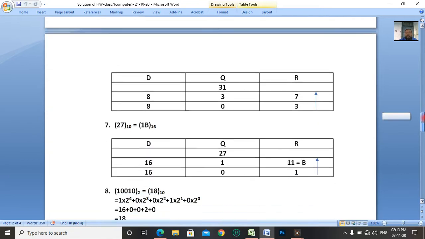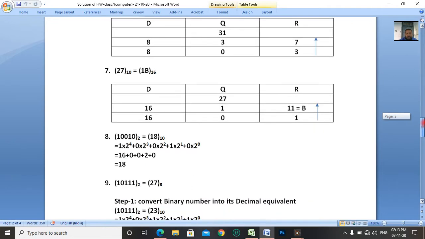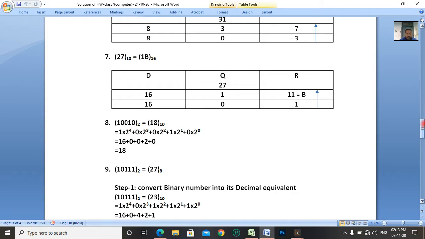Okay students, now see this 27 converted into base 16, hexadecimal. Here it is the same method. If you want to convert these, see here how B means 11. This is 1B, already converted over here. Now when we convert it into base 10, a decimal number, the answer will come like that. This is the process of how we convert it.